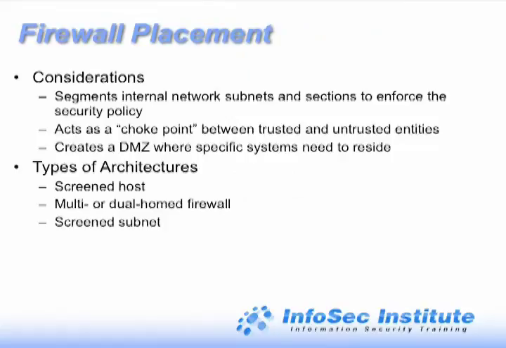Firewall placement. Considerations. Basically segments, internal network subnets, and sections to enforce security policy. Sets a choke point, and also you can use two of them to create a DMZ. And again, what that basically means, DMZ or screen subnet, is where you're going to have one firewall protecting one network from an untrusted, and then you may have a secondary firewall that's going to protect your trusted network from the half-trusted network, your DMZ.